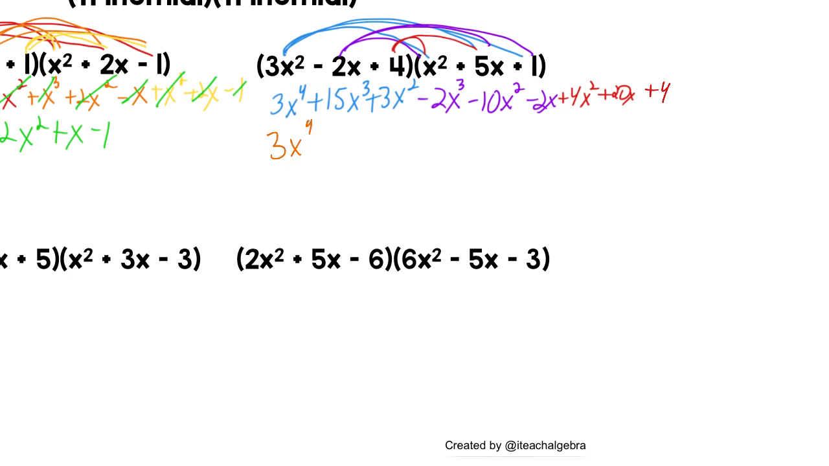Combine like terms. Only one, 3x to the fourth. 15x cubed minus 2x cubed is 13x cubed. Done with those. 3 minus 10 for the x squareds is minus 7 plus 4 is minus 3x squared, sorry. Negative 2x plus 20x is plus 18x plus 4. Let me fix this. Definitely not a 3, definitely a 2.